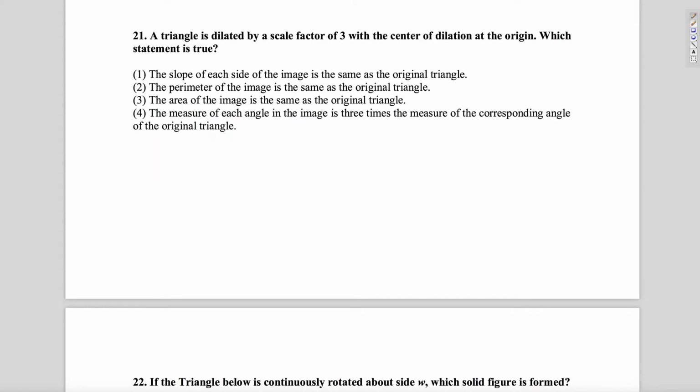21. A triangle is dilated by a scale factor of 3, so that would just mean the triangle grew by 3 times each side. So the slope is actually unchanged, right? The slope would be the same, so that is true. And we'll see it again in a second. Perimeter is different, the area is different. The angles are actually the same, so that's also not right.